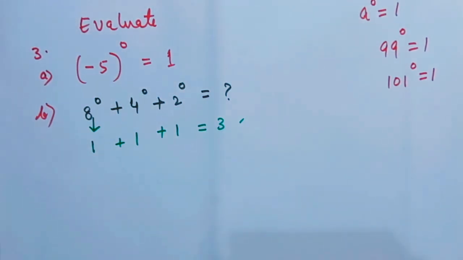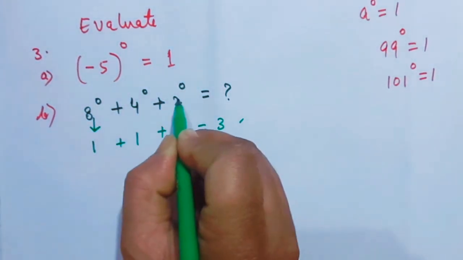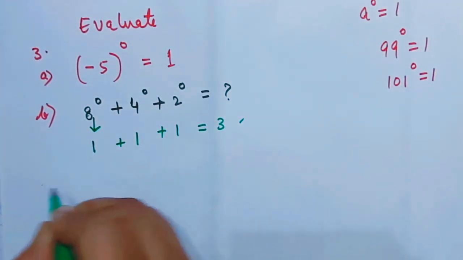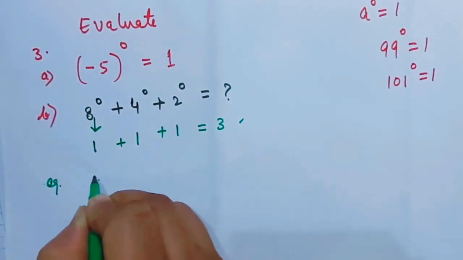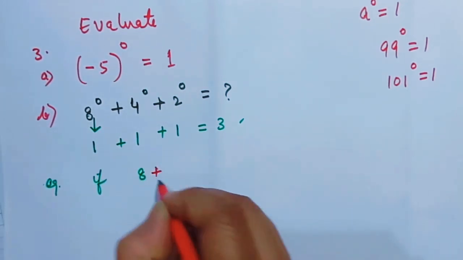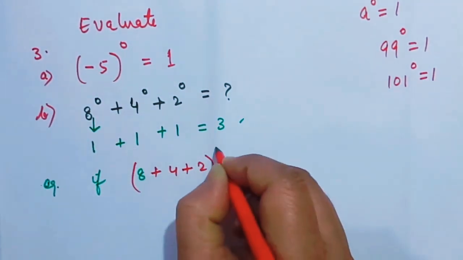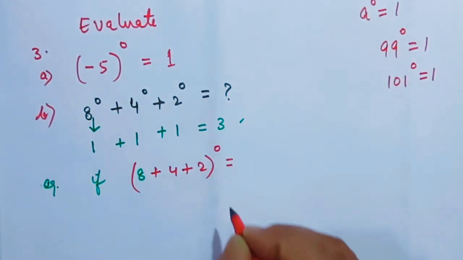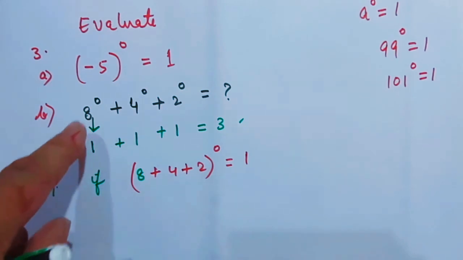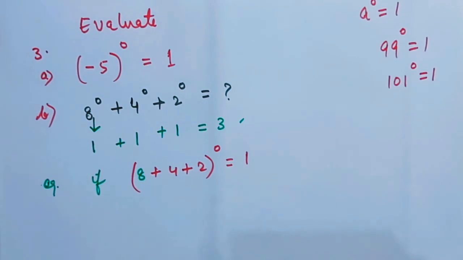Now, similarly, for example, if 8 plus 4 plus 2 whole is raised to the power 0, then what will be the value? Then at that time the value will be equal to 1. But here I am finding each of the values of 8 to the power 0, 4 to the power 0 and 2 to the power 0.